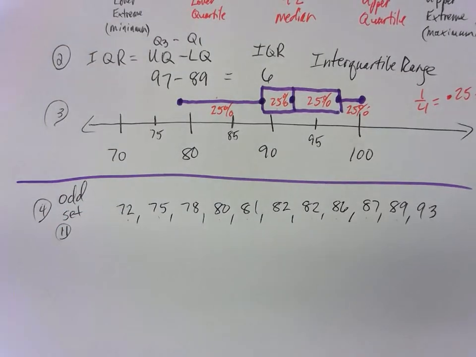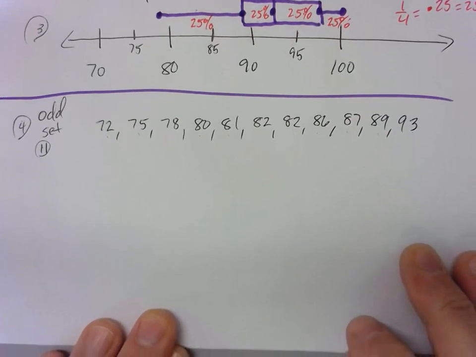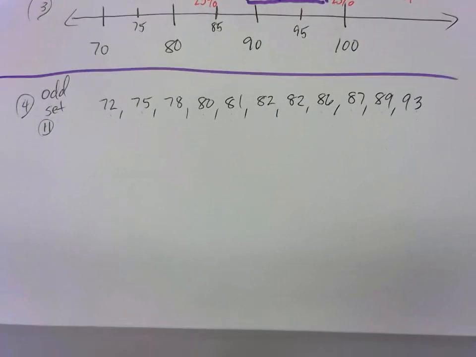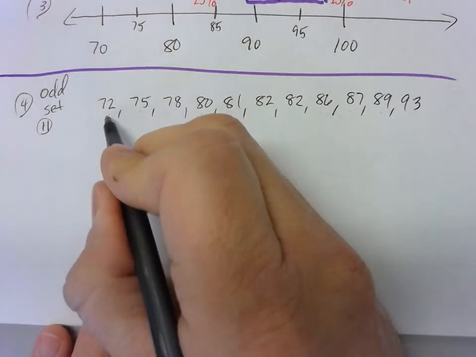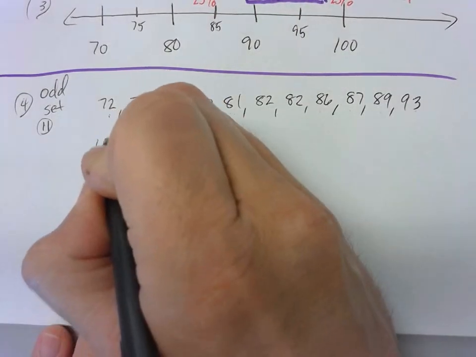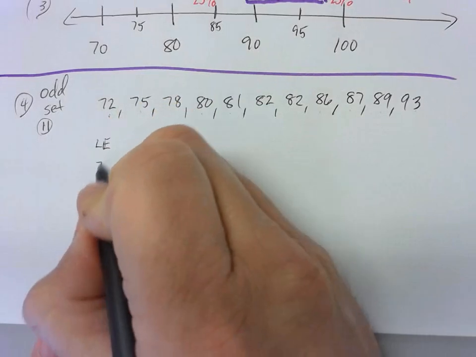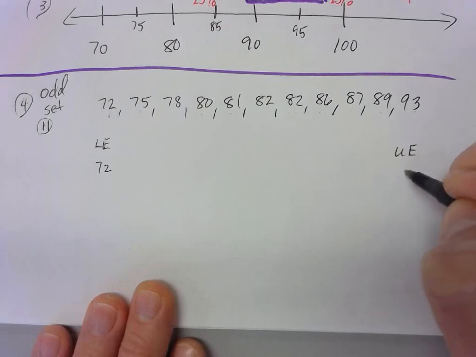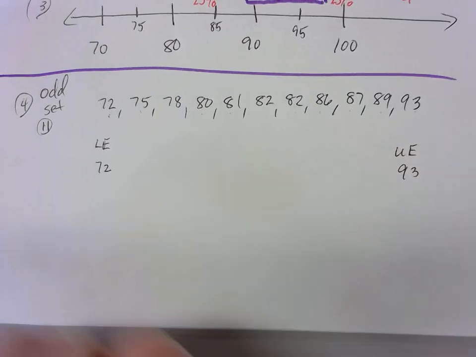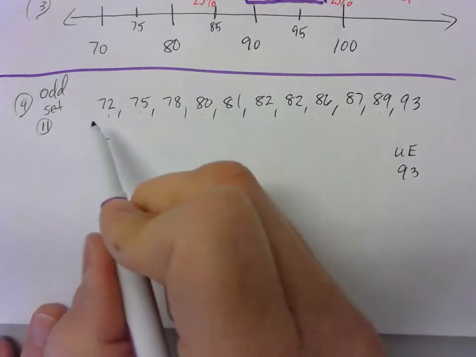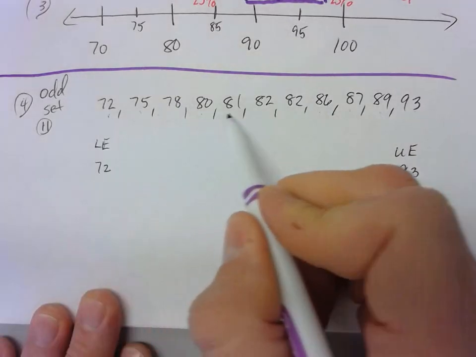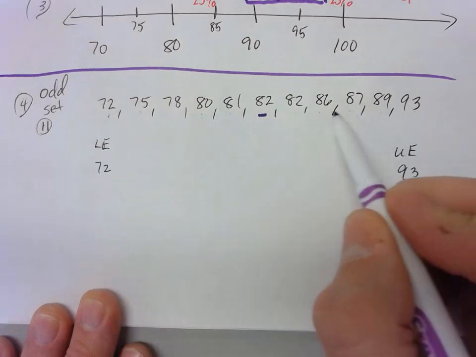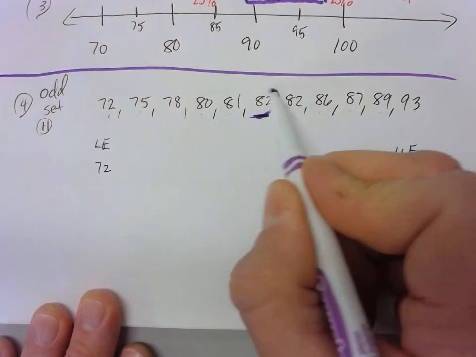So now we're going to go through and do the same kind of thing we did on the previous one. All right, I'm just going to slide this up a little bit. We'll scoot that down just a smidge. Okay, so first thing is the smallest number down here is the lower extreme, and that would be 72. Okay, and the greatest number out of the set is the upper extreme, and that's 93. Okay, now since we've got 11 numbers, 1, 2, 3, 4, 5, 6, 1, 2, 3, 4, 5, 6. Okay, so I'm going to go ahead and circle 82 right there.